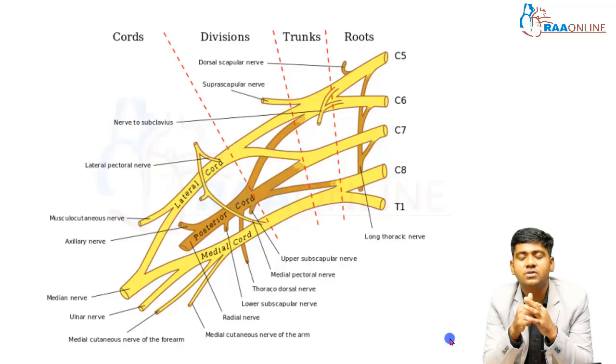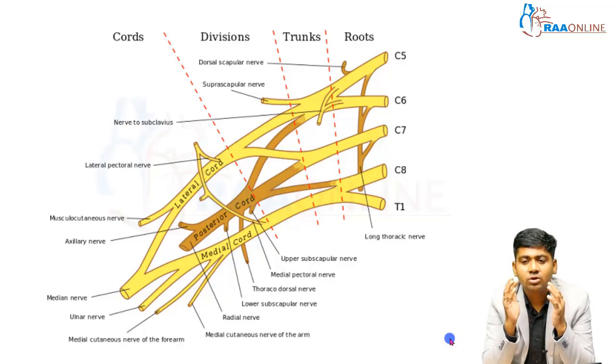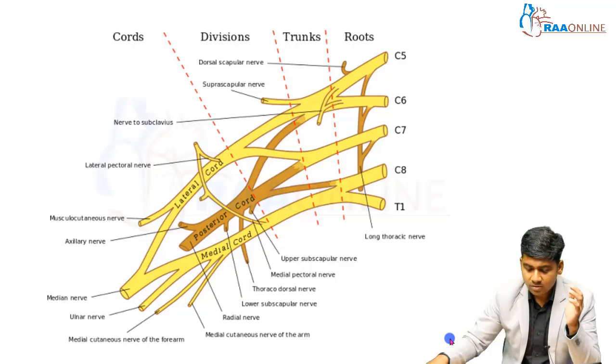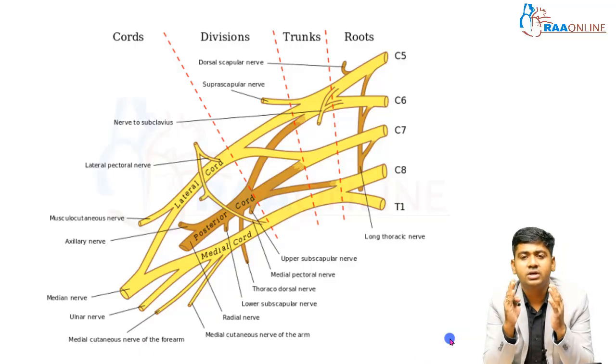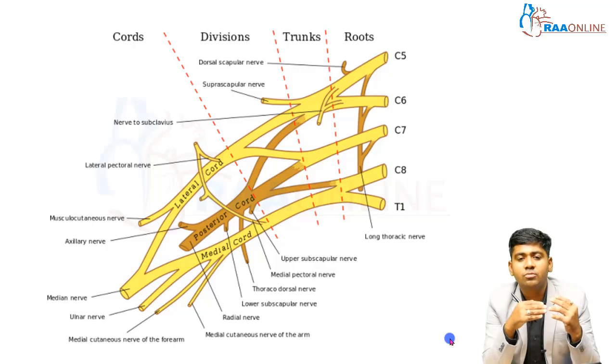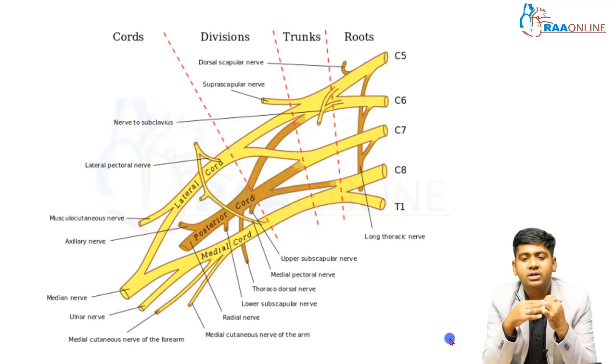it is mostly from C5, C6, C7, C8 and T1. So these are the roots of the brachial plexus. From the roots, they finally form a trunk. From the trunk, they form a division, and from the division, they form the cord. Whatever blocks we are doing in the roots region, these are the interscalene block. Whatever blocks we are doing in the trunk region, they are known as supraclavicular block. The division and cords are mostly covered in the axillary block and sometimes in the infraclavicular block also.